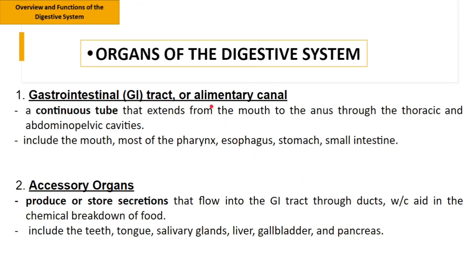So again, categorize the organs of the digestive tract into two. Number one, that is the GI tract or the alimentary canal. It is again, a continuous tube. It includes your mouth, most of your pharynx, the esophagus, the small intestines, and the stomach. And also the accessory organs, which produces or stores secretions that flow into the GI tract, which aids in the chemical breakdown of food. And then again, the accessory organs of the digestive system includes your teeth, your tongue, your salivary glands, the liver, the gallbladder, and the pancreas.